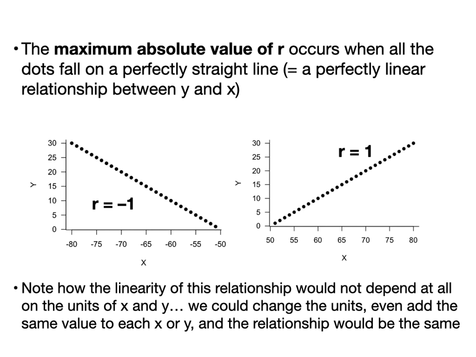Now I want you to notice here, though, that the linearity of this relationship does not depend on the units of x and y. We could change the units. We could add 10 to every x value. We could divide every y value by 3.3. We could do any transformation we want to x and y, any linear transformation, I should say, and the relationship between x and y would have the same R. Okay, so the linear relationship is independent of the kind of metric units, for example.